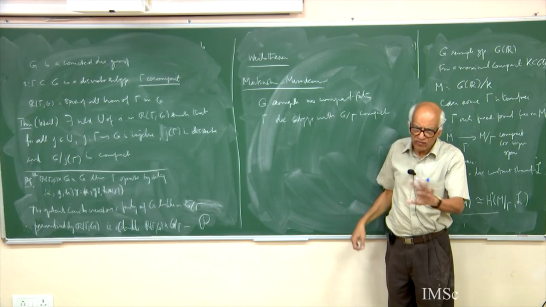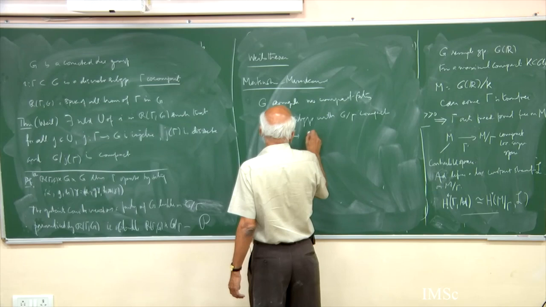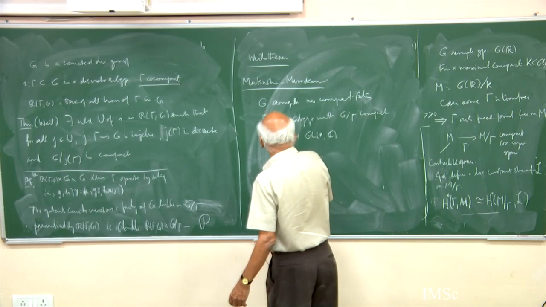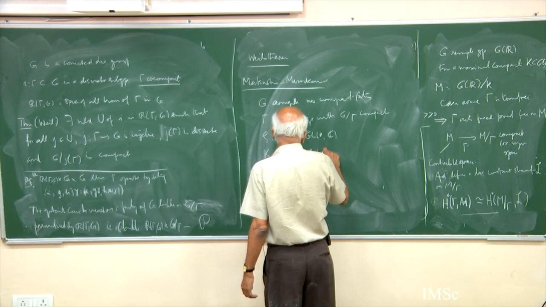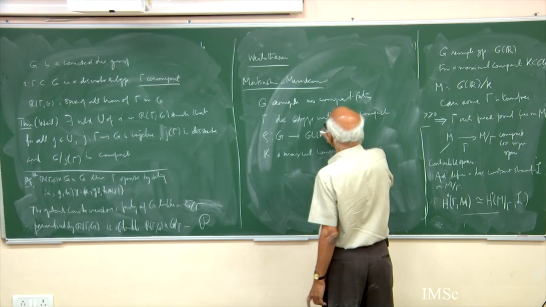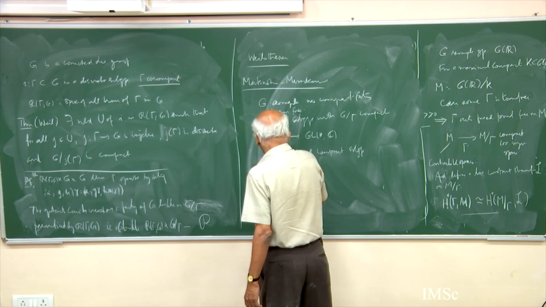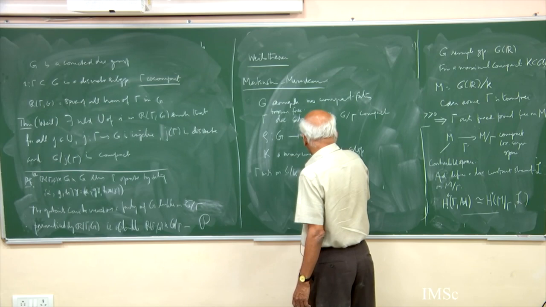And suppose rho is a representation of G in some GL N, or GL N R, okay. And let K be a maximal compact subgroup. And also assume that gamma is a torsion-free discrete subgroup. Then gamma acts on G mod K properly, discontinuously, and freely, without fixed points.